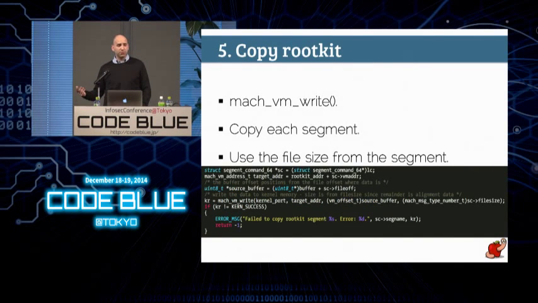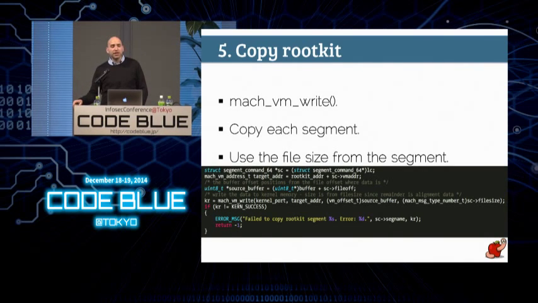Then you need to copy the rootkit to memory. You also use another Mach function, mach_vm_write. It takes the first parameter, the same task port. You copy each segment, and in this case, you use the file size. Because if you use the VM size, you run into problems of reading data outside the correct location. So you use the file size, and you don't care about the other contents because that's just alignment, and that's it.